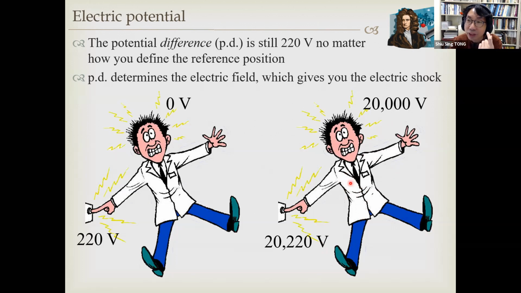It is that potential difference that produces the observable electric field that drives the current into your body, and that matters. That is the physical origin for you to get hurt. So the physics does not depend on the choice of your reference position.